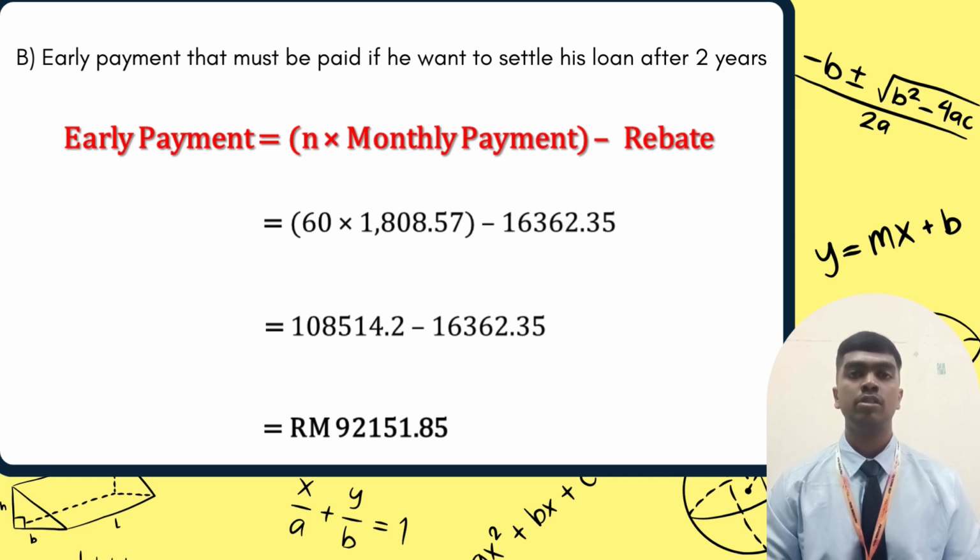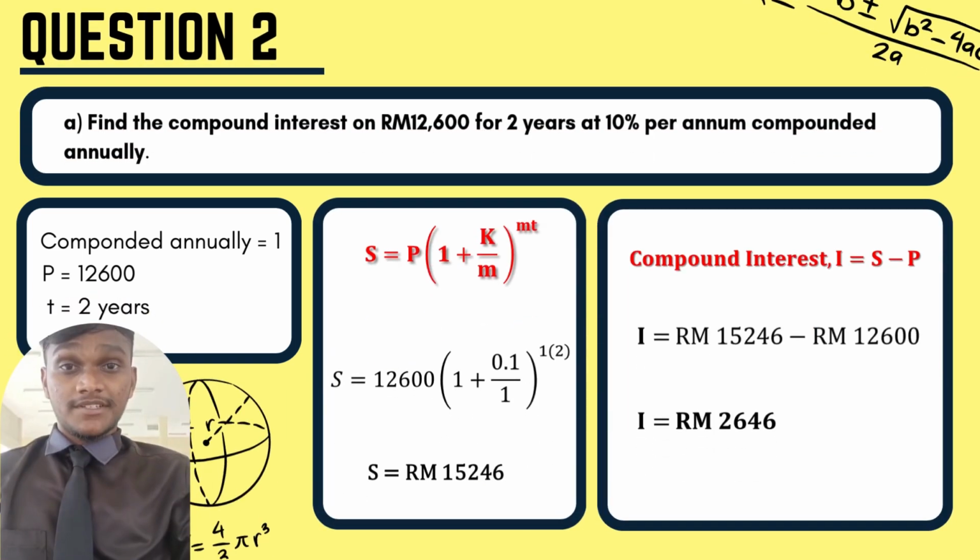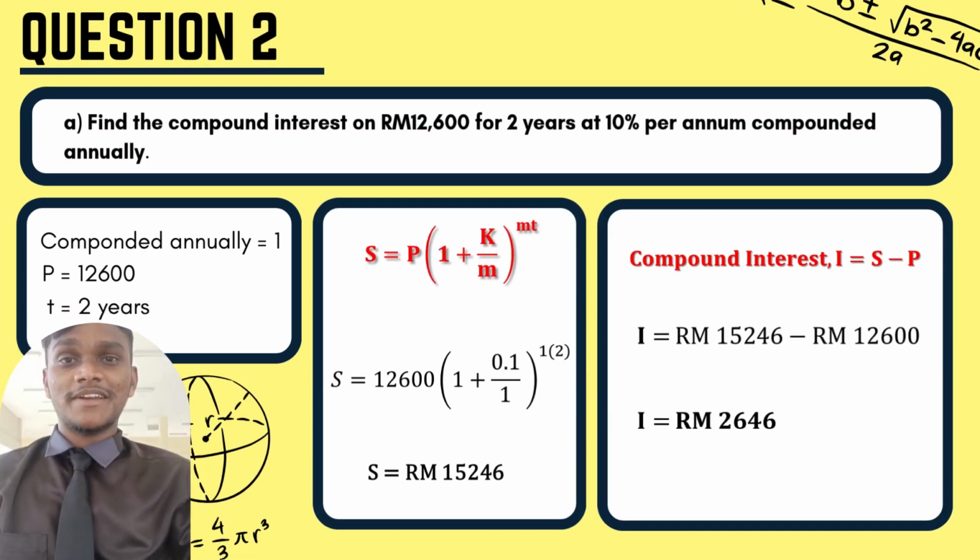108,514.2 minus 16,362.35. The final answer for the yearly payment is Rm 92,151.85.